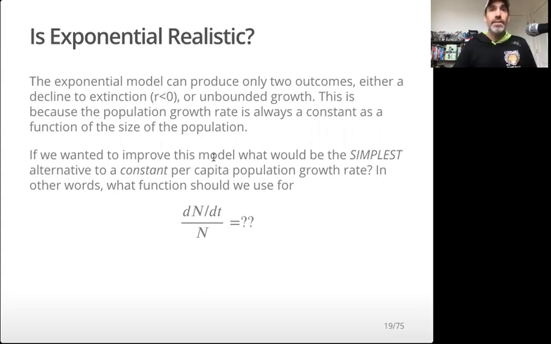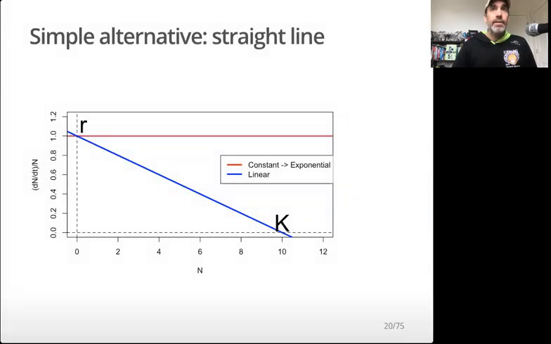So if we wanted to improve on this model, what would be the simplest alternative to a constant per capita growth rate? In other words, what function would we want to use for dN/dt over N? I would argue if our exponential model corresponded to a flatline constant at the value r for per capita growth rate, our simplest alternative model is to have per capita growth rate just be a straight line, but one that's not flat. And particularly if we're looking at per capita growth rate as a function of N, so N is on our x-axis, per capita growth rate is on our y-axis, what we typically would expect is that the per capita growth rate declines as the size of the population gets larger.